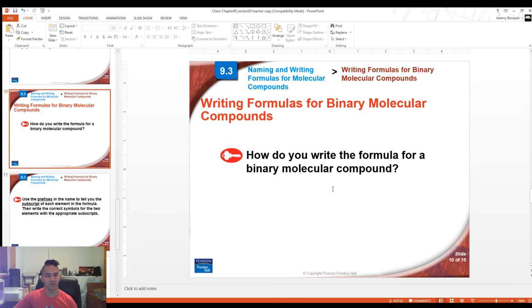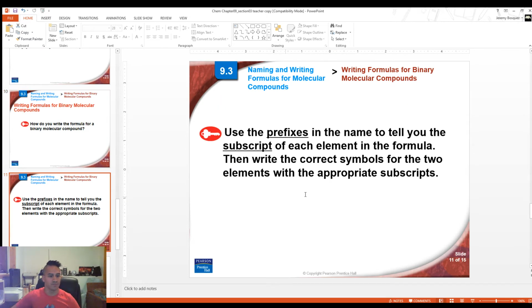As for writing the formulas for these compounds, we're pretty much just going to work backwards, right? So we're going to use the prefixes in the name to tell us the subscript or the little number for each element in the formula. Then we're going to write the symbols for the elements and put the little numbers on them from the prefix. And that's it. Okay, very simple. There's no charges. We're not switching numbers. We're not doing +1, -1, and having to figure out how many of each one we have. The prefix in the name literally tells you what it is, right?